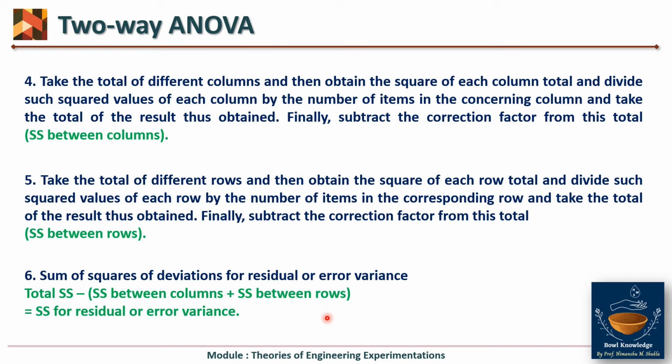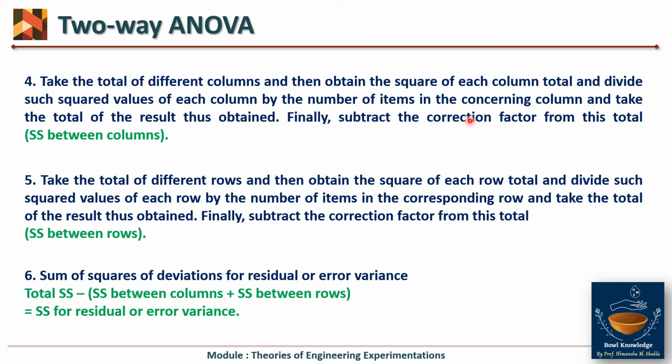Here there are two factors, तो क्या होगा? रोज रहेंगे और कॉलम रहेंगे. तो एक वेरिएशन मेरे को रोज में मिलेगा, एक वेरिएशन कॉलम में मिलेगा. So this is assess between columns. तो क्या लेना है? टोटल ऑफ डिफरेंट कॉलम्स. So if I have 4 columns, 4 की कॉलम टोटल आएगी, and divide that squared values of each column by number of items in that column. This will be very clear from the example which we will take. So don't worry about it if at the moment you are not able to gather it.